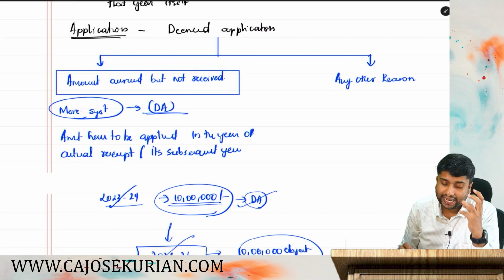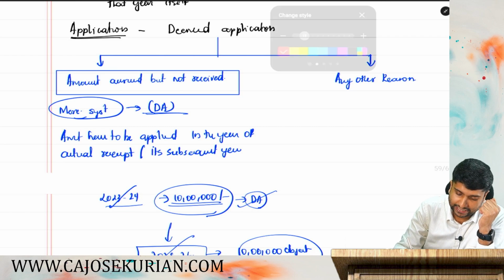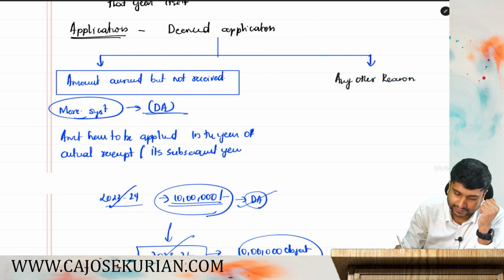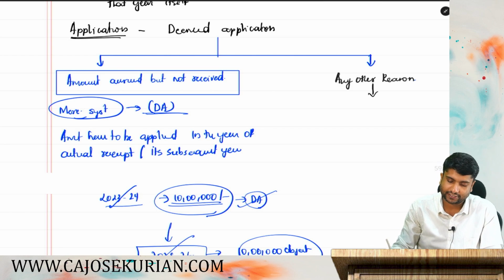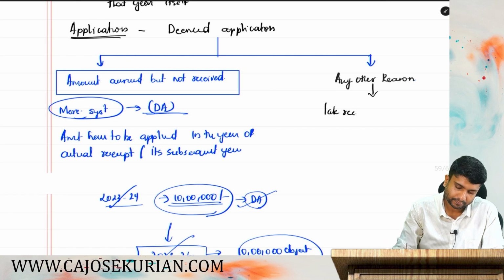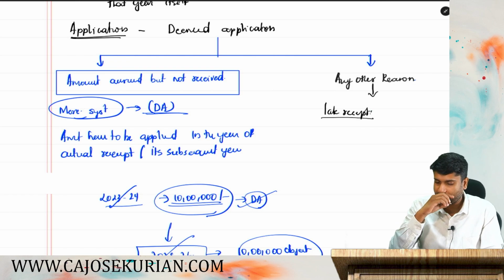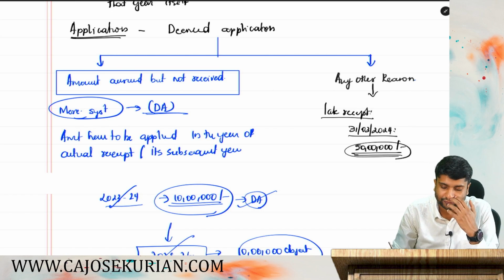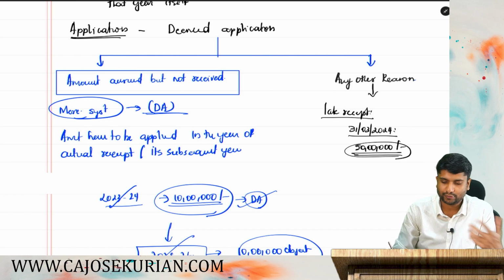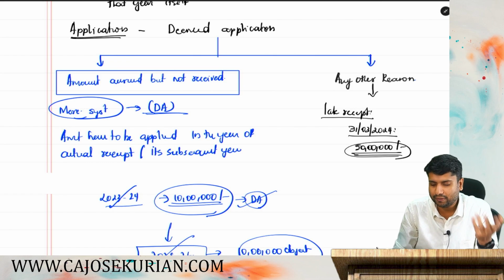Now, second one, any other reason. What exactly is this any other reason? Let's understand. Any other reason simply means, say for example, late receipt is an example. Say for example, today is 31st March 2024. I received say 50 lakhs as a donation. I won't be able to apply this entire 50 lakhs by today because we only have one day to spend. Yes or no? It is impossible for any person to spend this much amount of money.